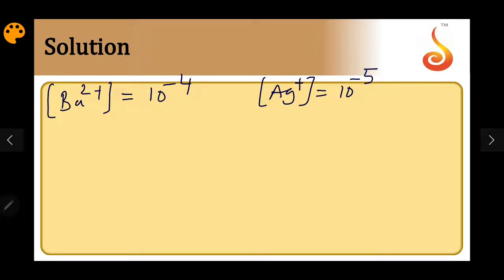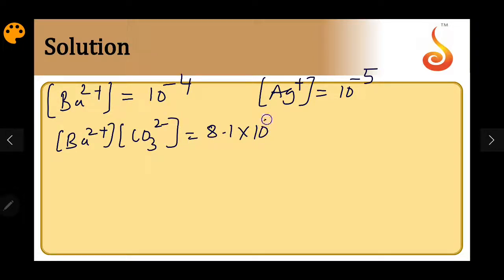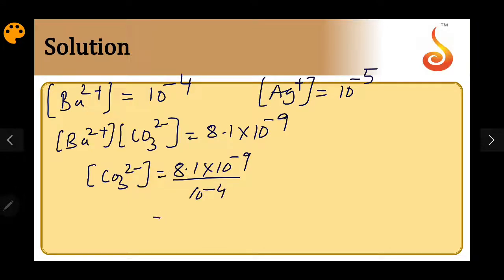So what is KSP given? Ba2+ into CO3 2- is equal to 8.1 × 10 power minus 9. So if we substitute this 10 power minus 4, CO3 2- is equal to 8.1 × 10 power minus 9 by 10 power minus 4. So 8.1 × 10 power minus 5.